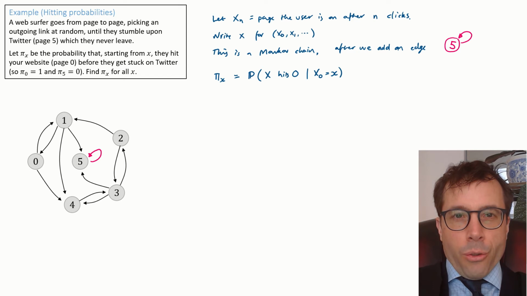Now, let's write out what it is that we're trying to calculate. We want pi subscript x, the probability that, starting from state x_0 equal x, the Markov chain x eventually hits 0.